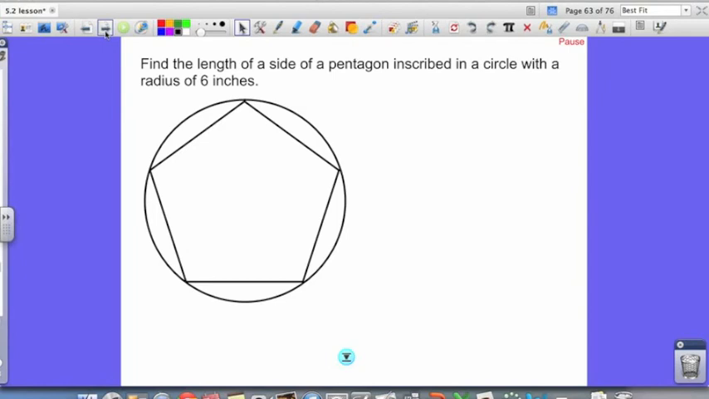All right, here's a problem you're going to get. Take a look at it. Find the length of a side of a pentagon inscribed in a circle with a radius of 6. I want you to find this length. What is the length of this side of the pentagon if the radius of the circle is 6? So pause here, try it on your own. If you don't get it, I have the solution for you after this. If you do get it, it'll be great to check. But again, one of those good learning experiences. So pause it here and do the work. Try it.